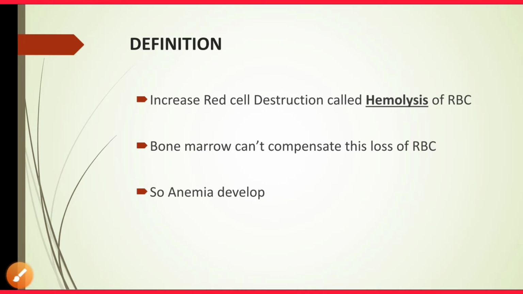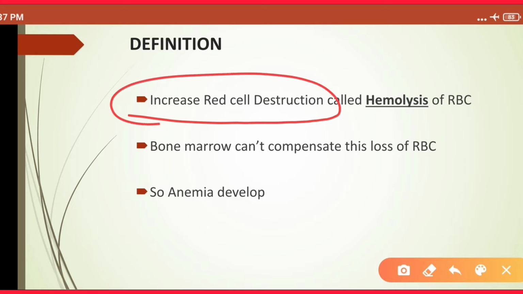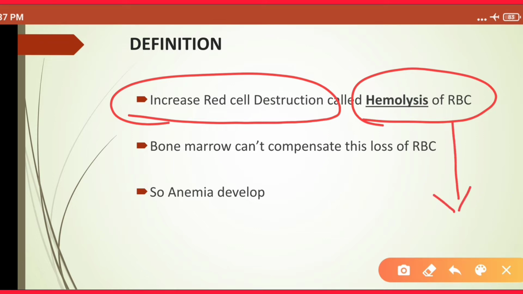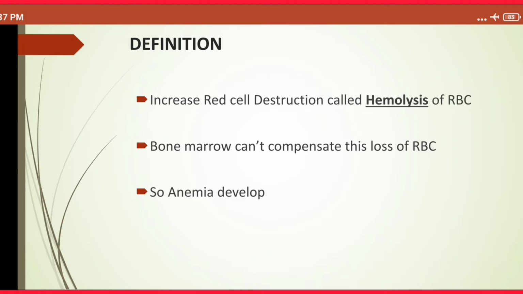So first of all, definition: what is hemolytic anemia? The name itself suggests it. Hemolysis means destruction of the red blood cell. So in this condition, there will be hemolysis of the red blood cell. The RBC will get destroyed, so you will lose your red blood cells. And if your bone marrow is not functioning properly, if it cannot compensate the loss, then you can develop anemia. So the main presentation of hemolytic anemia is the anemia, right?